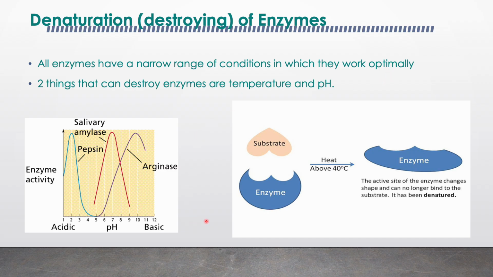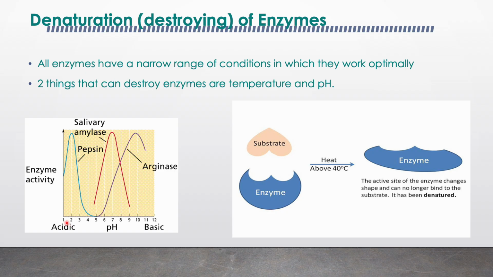When we look at the graph, we're looking at how there's a narrow range of conditions. In this case, we're looking at the pH. If you're looking at the pepsin found in the stomach, it likes to work at a pH of 2. Can go a little bit lower, a little bit higher, but not by much. It's a small range that enzyme likes to function. If it's in an environment where the pH is much lower or much higher, it's going to denature or destroy the enzyme.